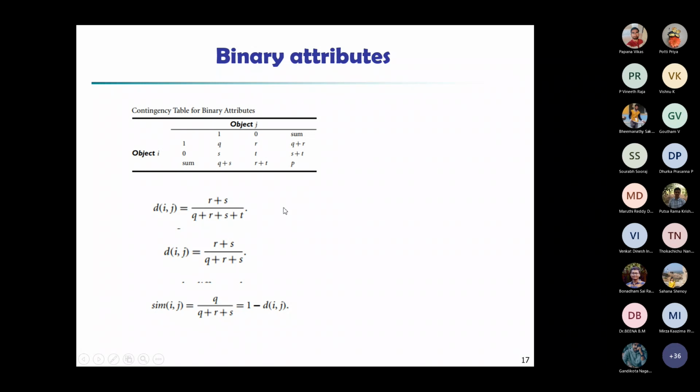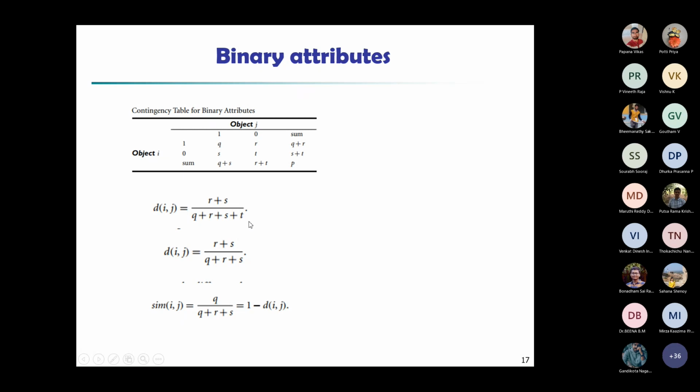Now, how do you find the dissimilarity? I'll write it out. If it is a symmetric binary attribute, we will use the first form. If it is asymmetric, we use the second form. That is because for asymmetric, we are more concentrating on the 1, not on the zeros. If both are zeros, it does not matter to us, so we don't include it.